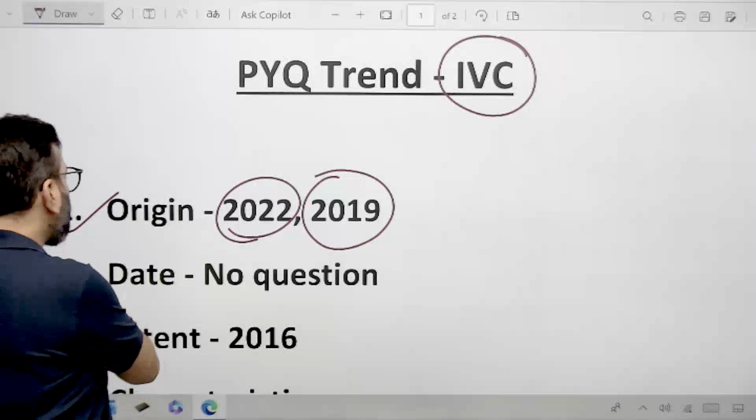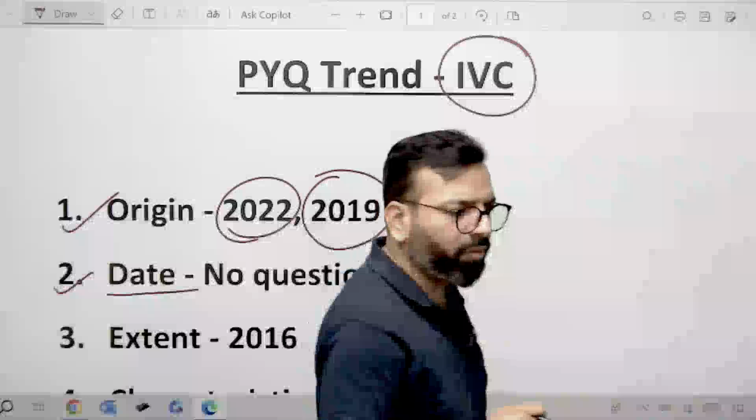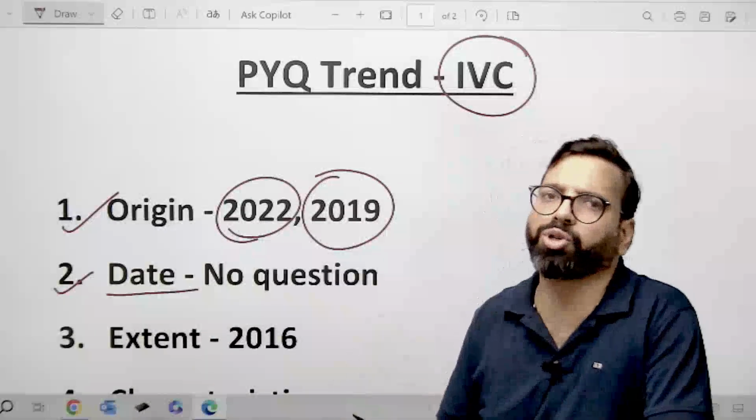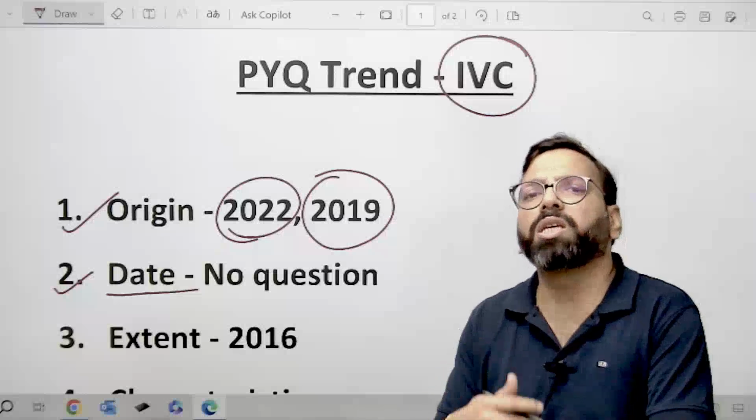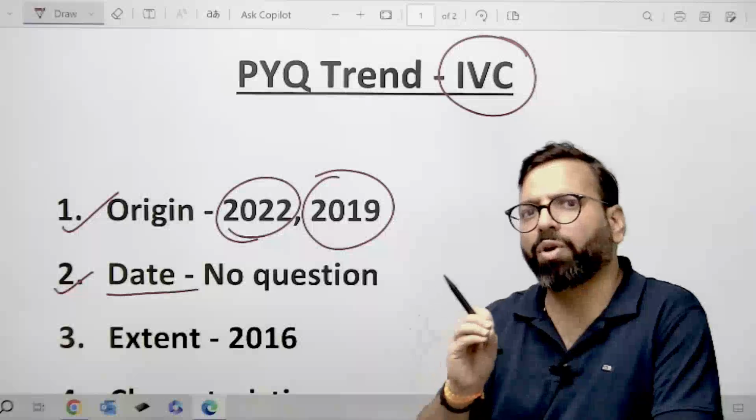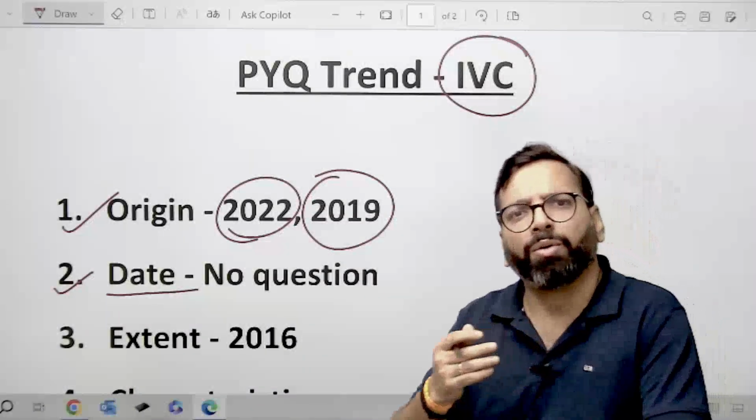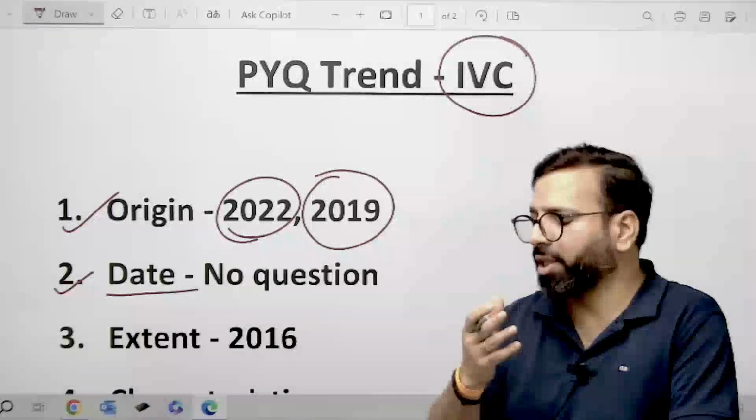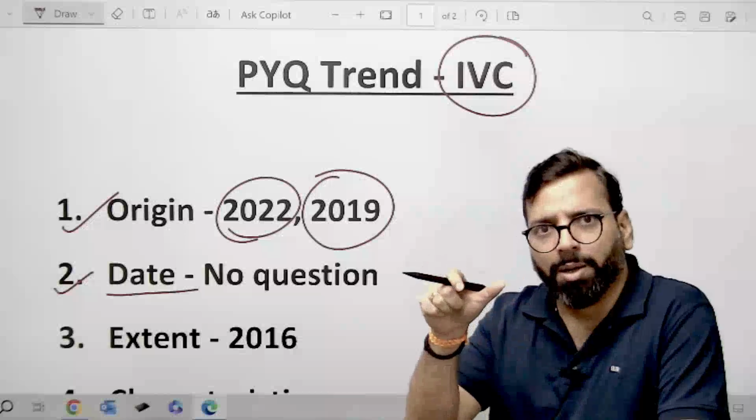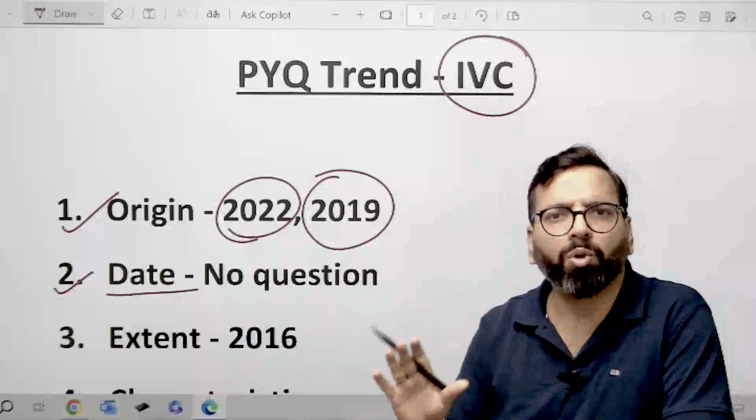Then, UPSC has also given a topic of date. When you see the syllabus, you will find this subheading of date, but UPSC has not asked any question from this. The date means when this IVC originated. So you have no question till date from this. We will just have a basic idea of the early Harappan phase, the Indus Valley or Harappan civilization, the time period of the civilization, and the late Harappan phase. A basic idea about that will be more than sufficient.